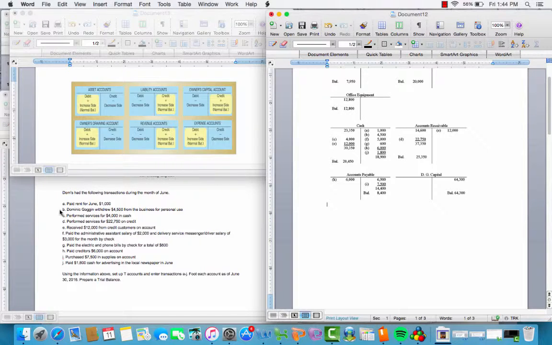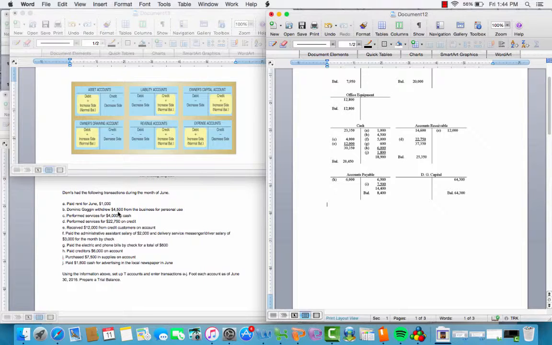Dominic withdrew $4,500 from his business for personal use. Well, again, we want to think about what accounts are being hit. Well, we know first off, if he withdraws money, that means he's taken money out of his business. So the business has less cash. Cash is going down by $4,500. So we know our cash account's being affected.